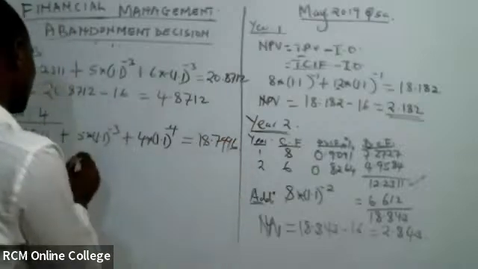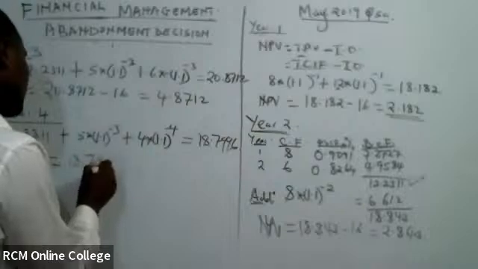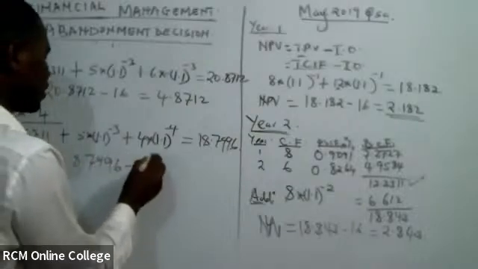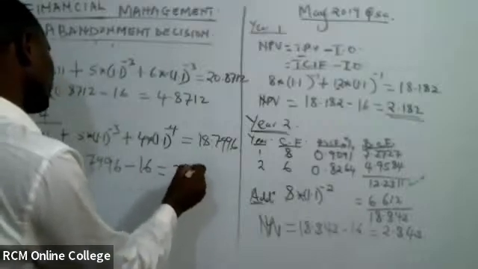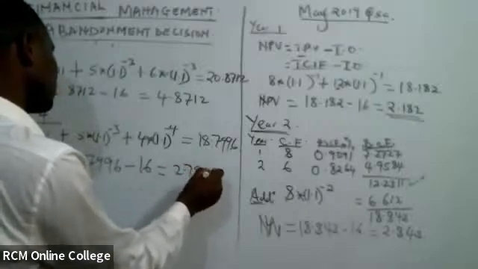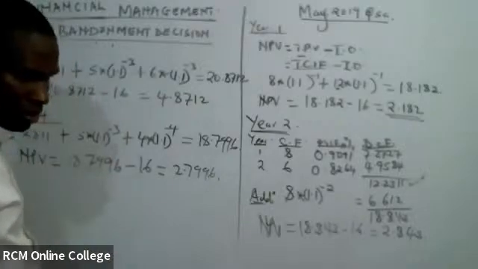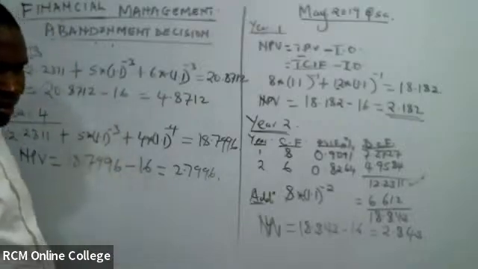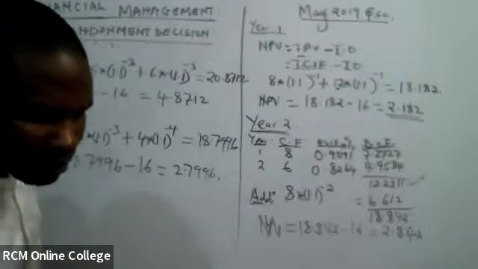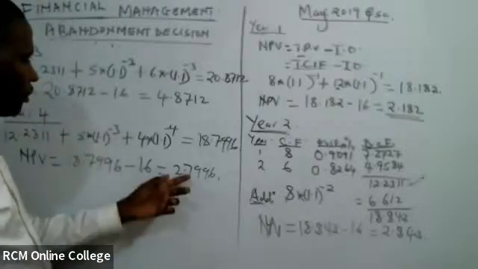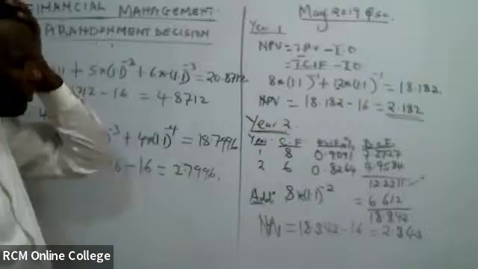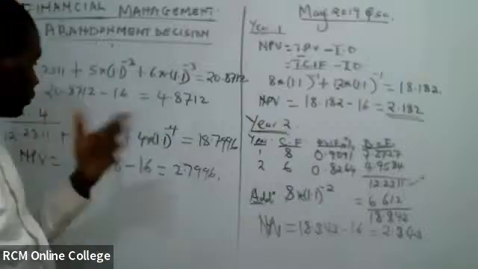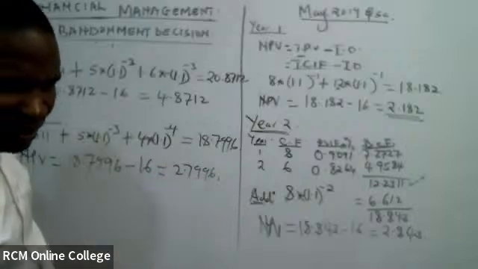18.7996 minus 16. Itakuwa ngapi? 2.7996. Is that the answer, Mumbi? Hiyo ndio inaingia hapo. All right. Thank you. 7197. So hiyo najua maybe ni differences kidogo.